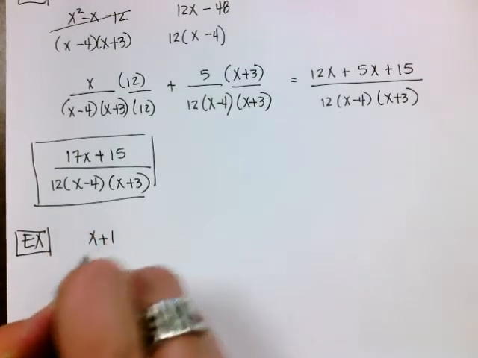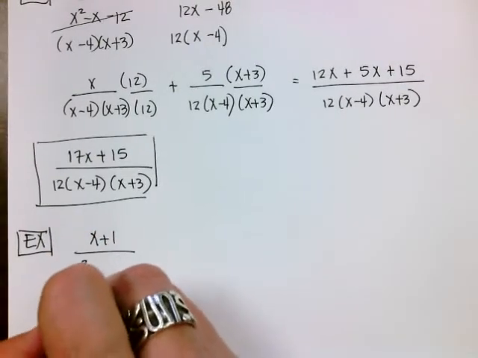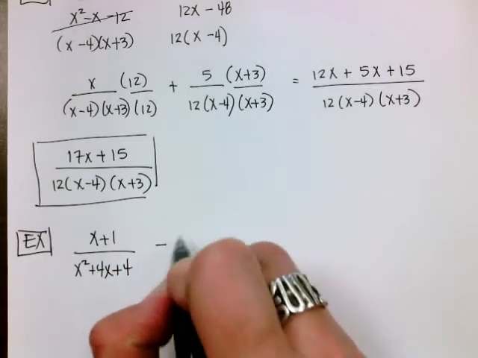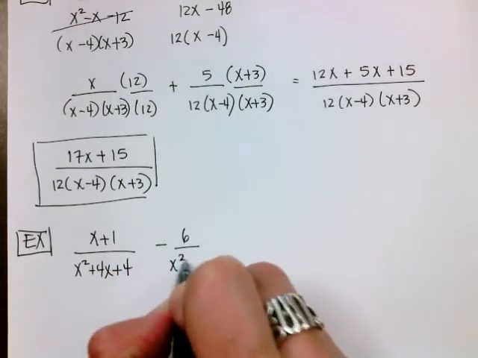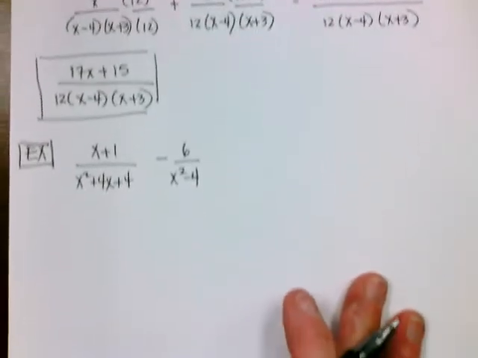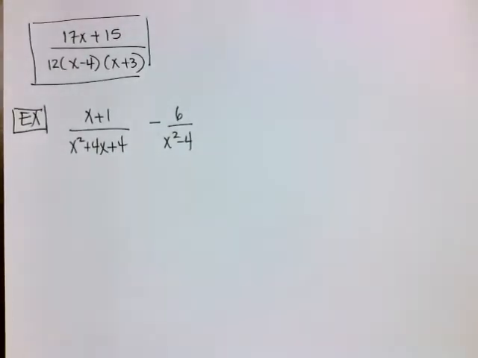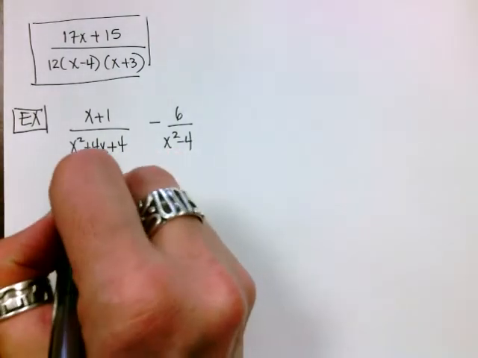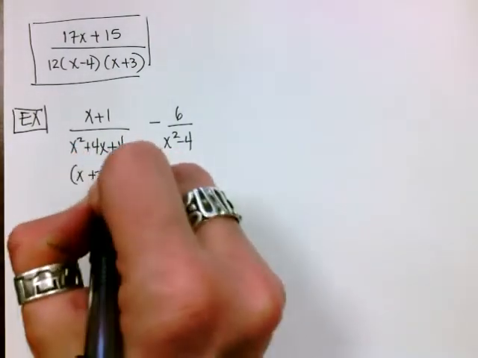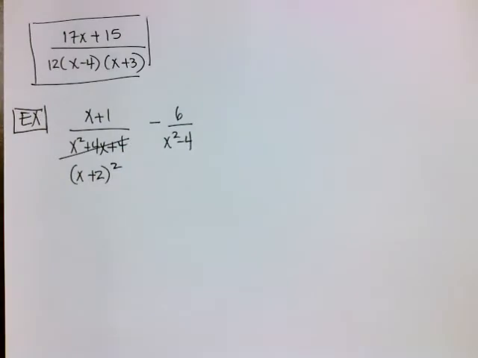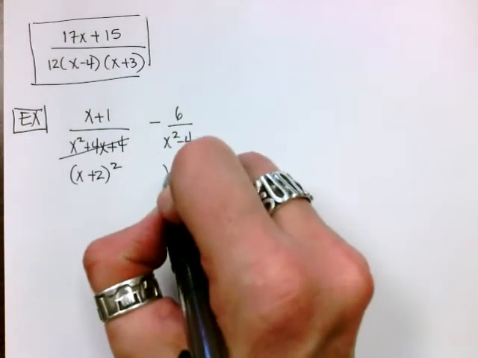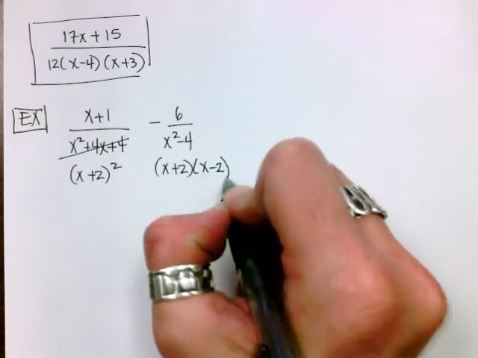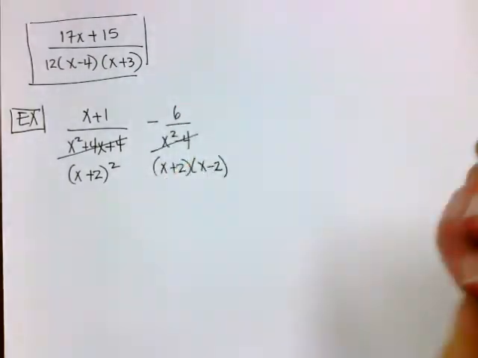So I'm going to have x plus 1 divided by x squared plus 4x plus 4, and I'm going to subtract 6 over x squared minus 4. So just like on the other problems, the first thing I need to do is factor. This is a perfect trinomial, so this is going to be x plus 2 squared. Draw a line through that guy. This one's a difference of 2 squares, so it's going to be x plus 2 and x minus 2. Draw my line through that guy.